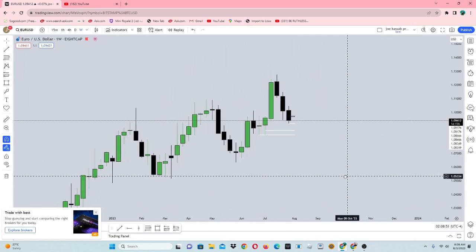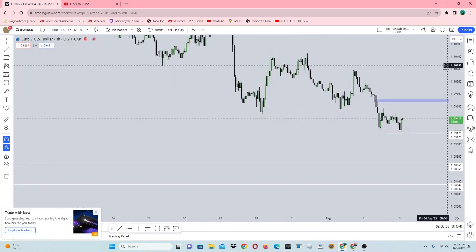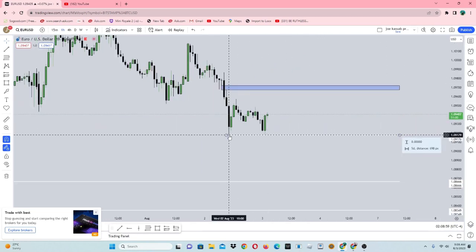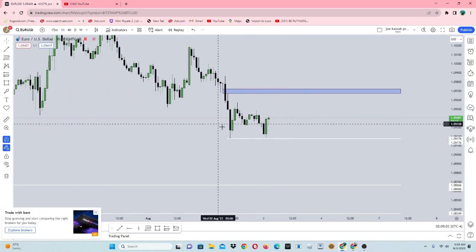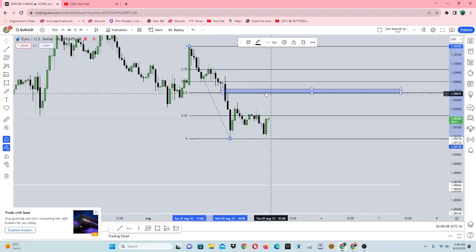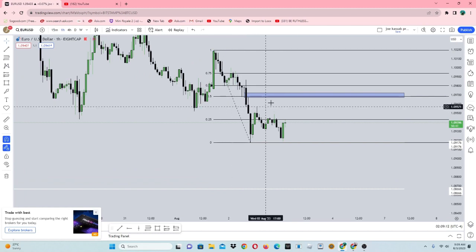Now, going into the hourly chart, since we did not break this low right here yet, so I'm anticipating price to go into a 50% retracement level in the hourly chart. So this is the movement. I'm anticipating price to go into this area right here.